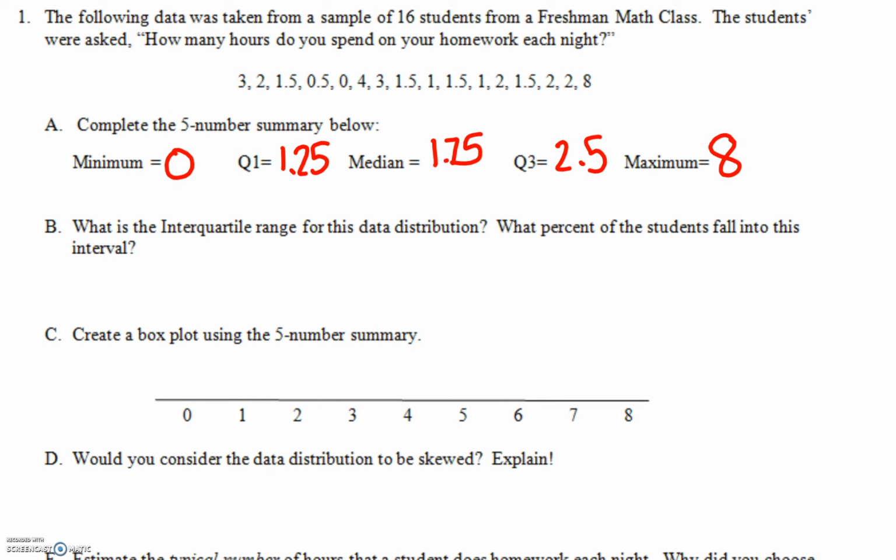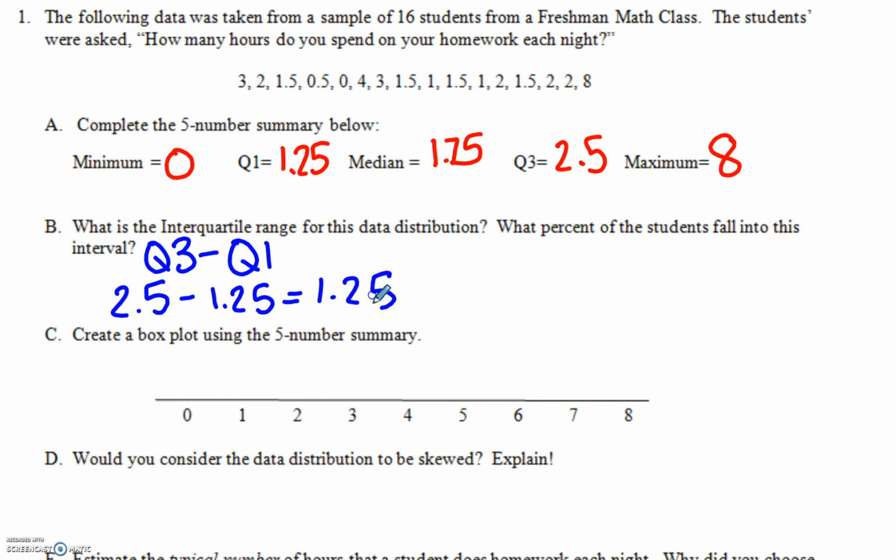So for part B, it says, what is the interquartile range for this data distribution? So what you want to do, again for IQR, is take your third quartile and subtract your first quartile. So I'm going to take 2.5 minus 1.25. We're going to get 1.25.